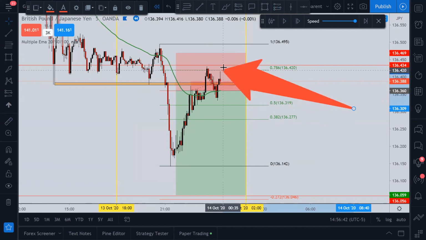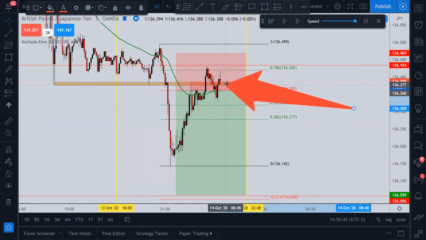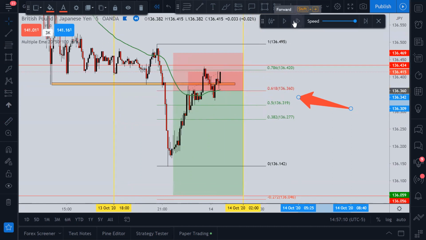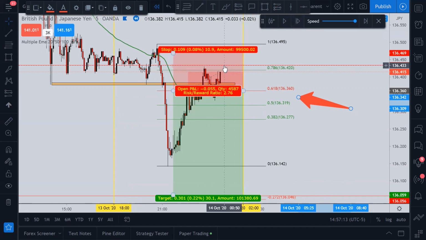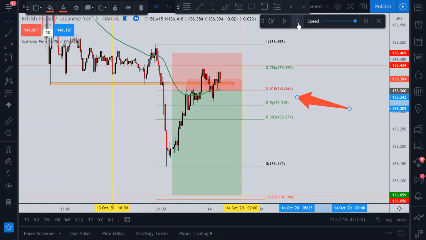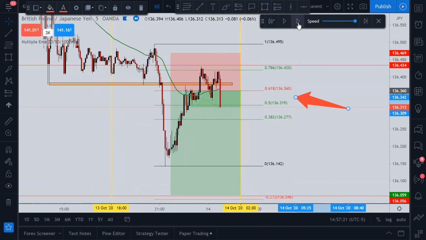Hopefully this test of this support area here, which was resistance on the way up, hopefully we can get right back down, forming an M pattern. We haven't closed below it yet, so I can't get too happy. That rejection is to the upside on this bearish candle. So, yep, that's what I thought. I need this test of this line to hold as resistance. And it looks like it's doing it. Yes!